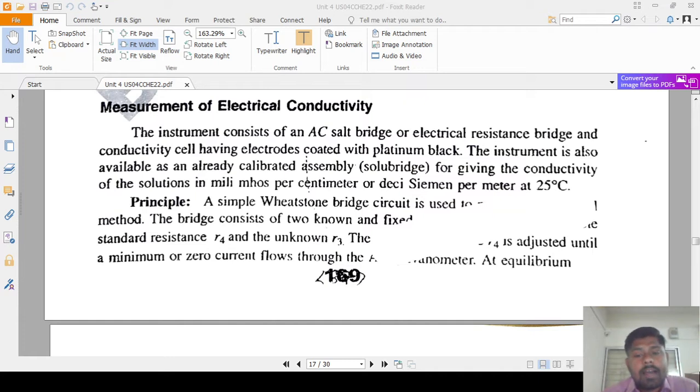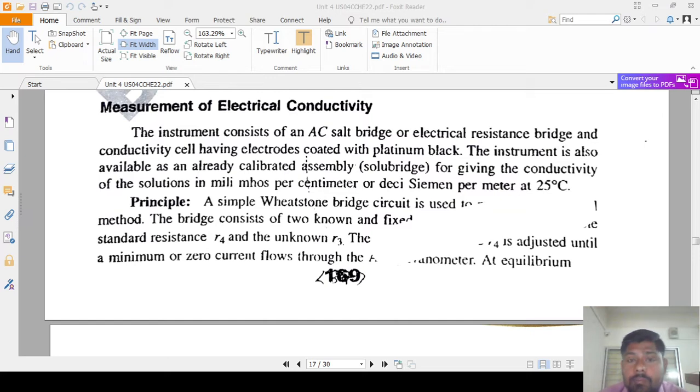From that, R1 and R2 are fixed and known, that means the values of resistances R1 and R2 are known and they are fixed throughout the practical. R3 and R4 are variables, of which R4 is standard and R3 is unknown. That means the value of the resistance we want to measure is the unknown R3. So R1, R2 are fixed and known values, R4 is a standard, R3 is the unknown value.